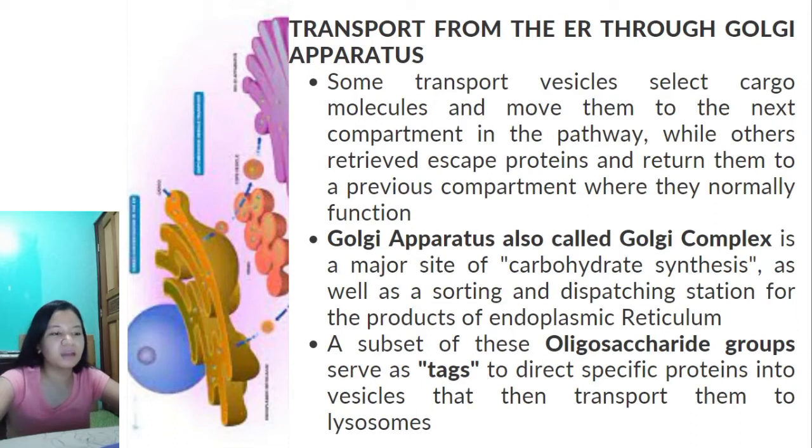And then sabi dyan, Golgi apparatus, also called Golgi complex, is a major site of carbohydrate synthesis, as well as sorting and dispatching station for the products of endoplasmic reticulum. So yung Golgi apparatus naglalay siya sa exit route na galing sa ER and then meron siyang mga large proportion ng carbohydrates na kung saan naka-attach yun sa oligosaccharide side chains to many proteins and lipids that the ER sends to it.